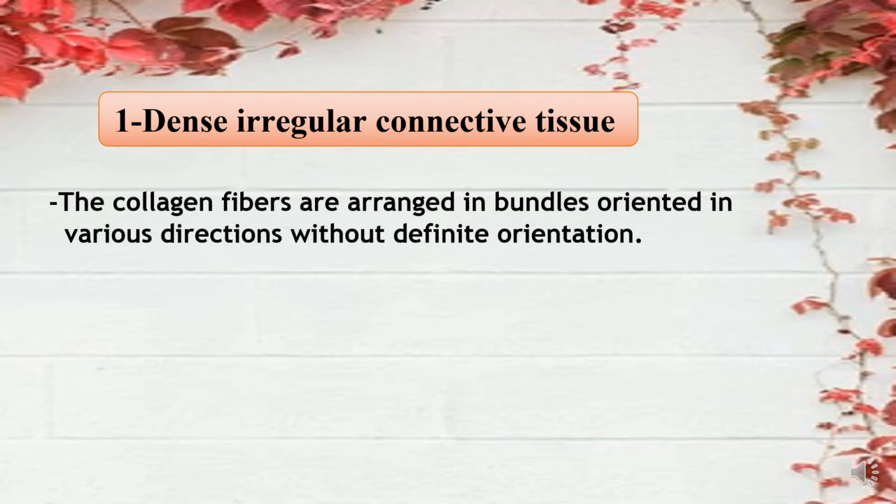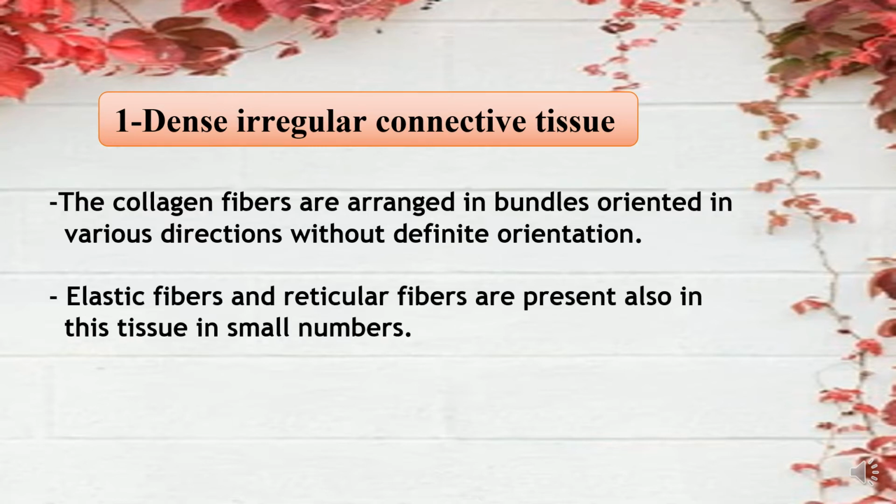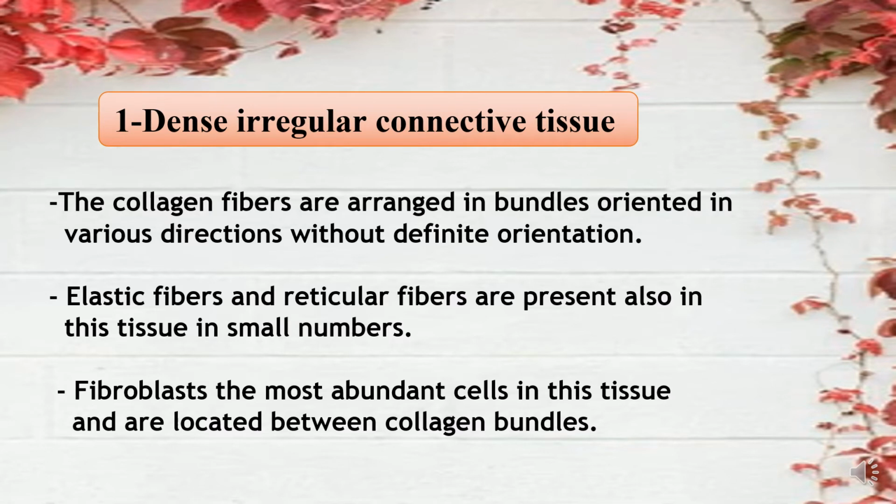The collagen fibers are arranged usually in bundles that oriented in a three-dimensional network in different directions without definite orientation. ما إلها في الترتيب معين. الكولاجين bundles مترتبة بشكل عشوائي بالتشو. Elastic fibers and reticular fibers also present in this tissue, but in a few number. The most common type of the cells that found in this tissue are fibroblasts, which are located between the collagen fibers or bundles found in the matrix.